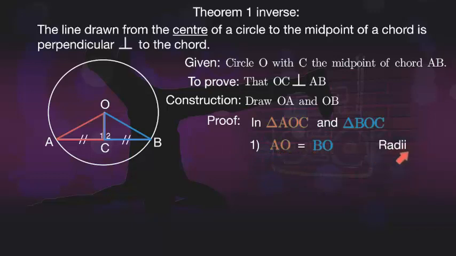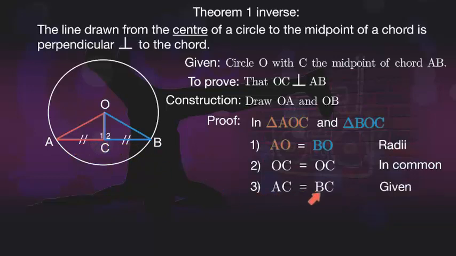They are both radii. And then my second reason, it's quite easy, because OC is the same line for both triangles. We can write OC is equal to OC because they are in common. And our third reason is even easier because we can see it. AC is the same length as BC. It is given to us. So we write AC is equal to BC and we write given. Okay, so now we know that that is our three reasons, and we can write triangle AOC is congruent to triangle BOC. But don't forget our reason.